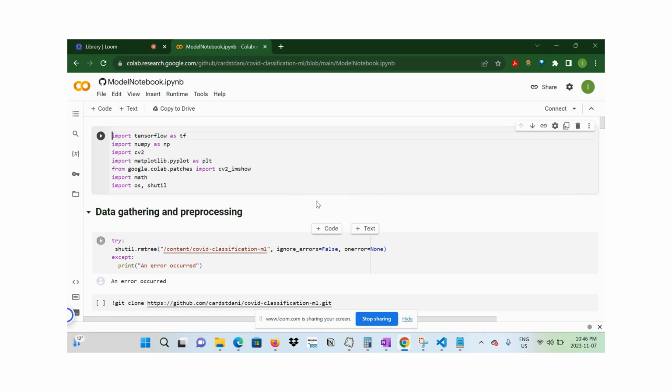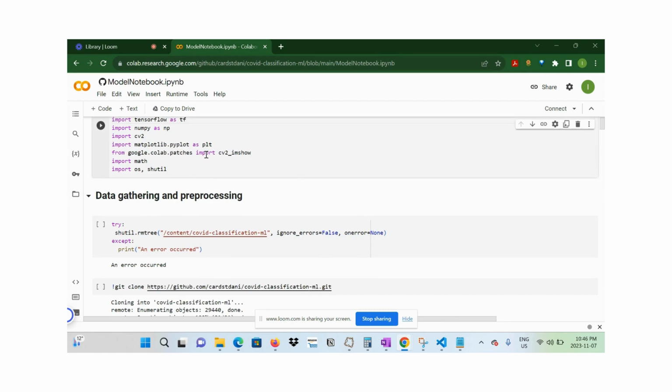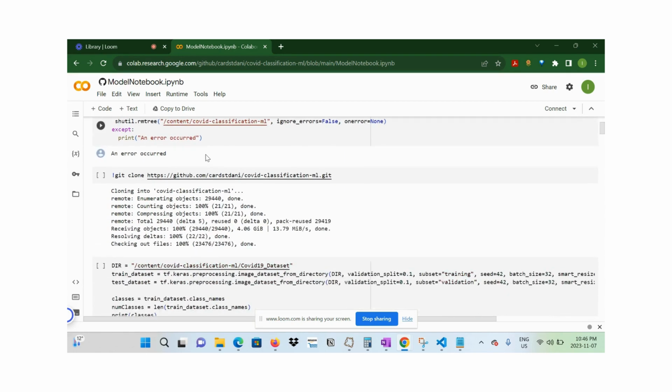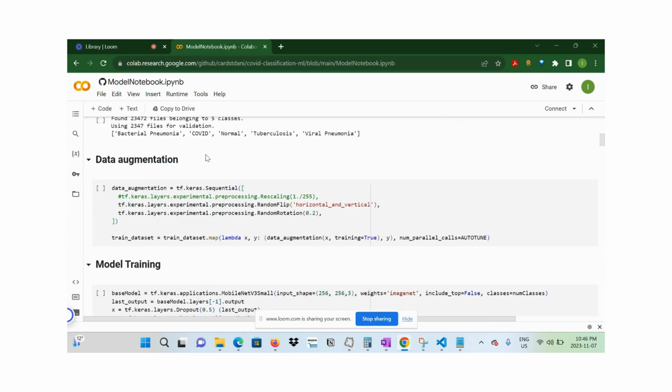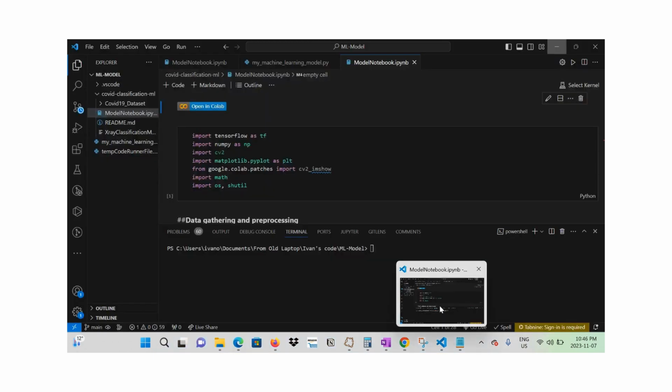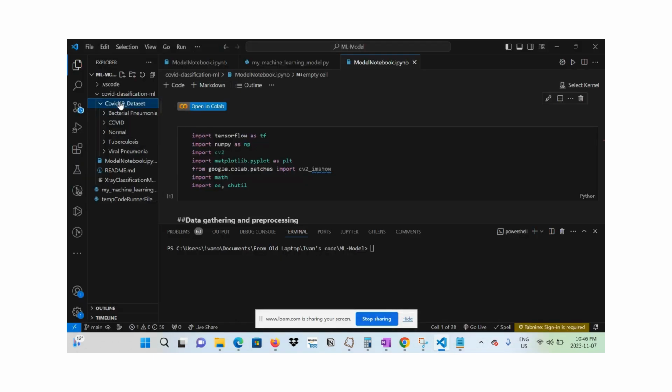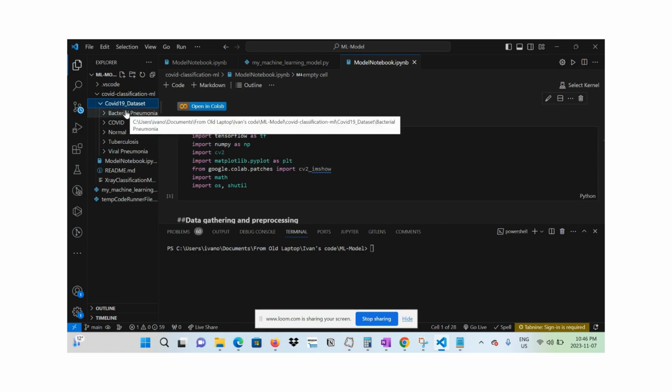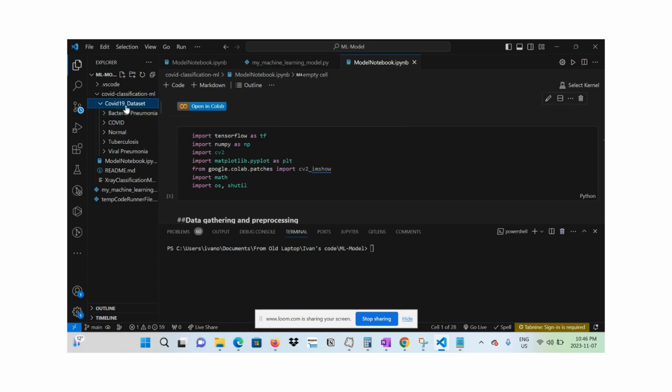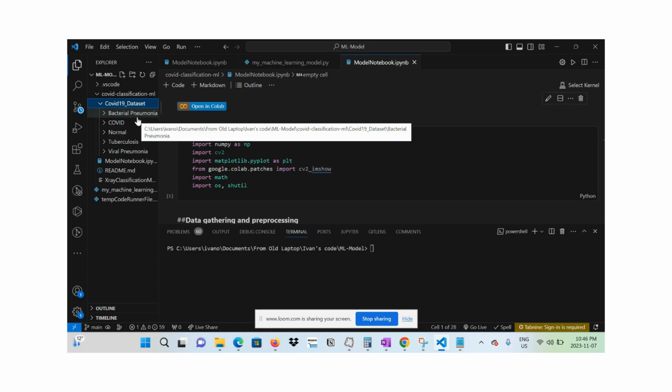So essentially, I implemented the machine learning model using the Notebook, and then imported, of course, TensorFlow, the libraries associated with it to develop the model. So there's two things it does, basically. If you look at my VS Code here, you have the data sets, which are transcribed from GitHub. So there's the data set for COVID-19. There's a data set for bacterial pneumonia, tuberculosis, and a few other diseases.